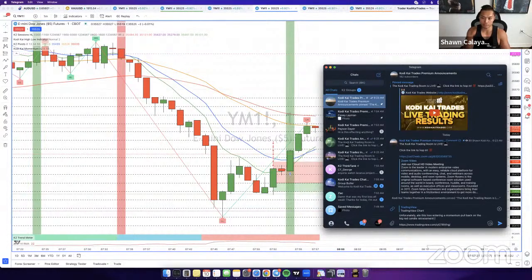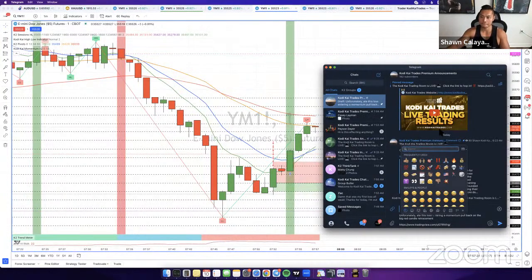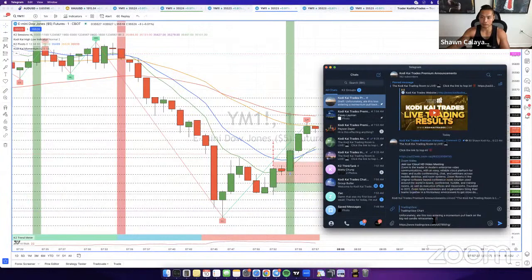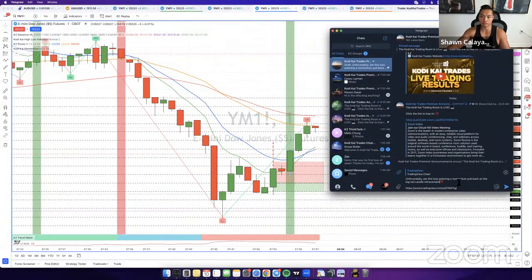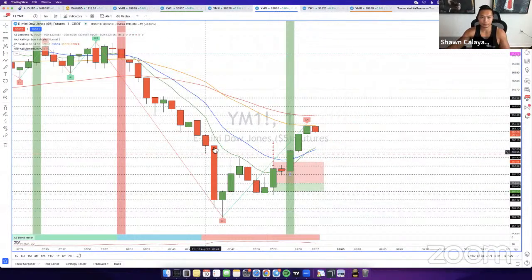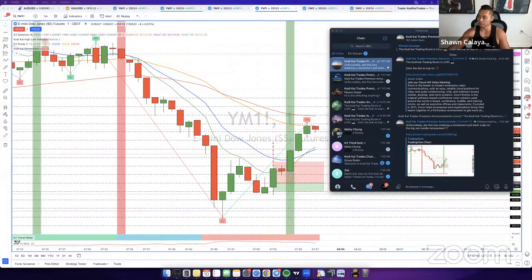Retracement. So I try to keep it as detailed as possible so that you guys understand, you know, why we took the trade and why we lost. So like right here, I said, unfortunately, ate the loss entering this momentum pullback scalp on the big candle retracement. So this here was a risky candle. I took the risk, unfortunately ate the loss, but it's all good. Then here goes my loss right over here.